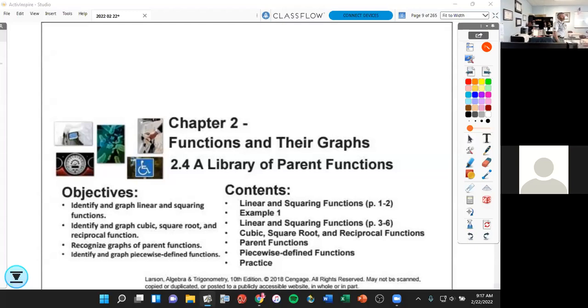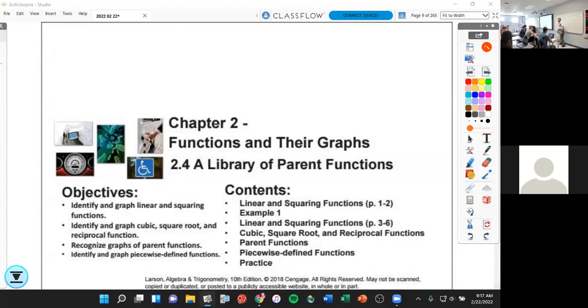All right, 2.4, a library of parent functions. That's what we're talking about. We're talking about the parent functions. We're talking about the parent quadratic, the parent linear, the parent absolute value, the parent. Does this sound familiar? Okay. Parent functions are what? What can you say about parent functions? What are they?